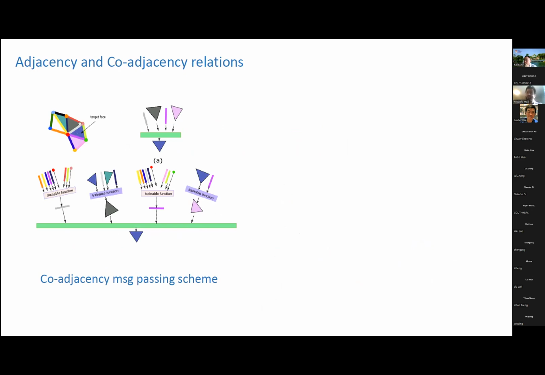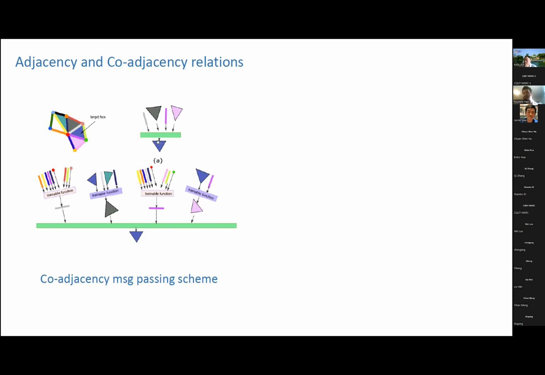So let's say you have a signal on the face, and this signal is maybe a vector on the face. If you do your inference on the face, then maybe you want to use the co-adjacency in that case.